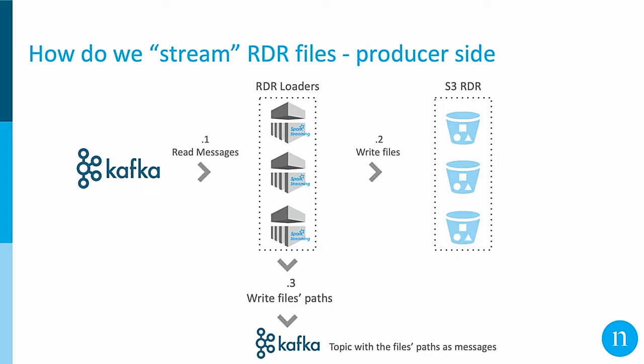Now, you might ask yourself, why did you choose Kafka and not, for example, a regular queuing service like SQS? The reason is, as I mentioned earlier, we have multiple applications that need to access the data in the data lake. So SQS or a regular queuing service wouldn't work here, and we need something that's more publish-subscribe, and that's why we chose Kafka for that. So that's the producer side.